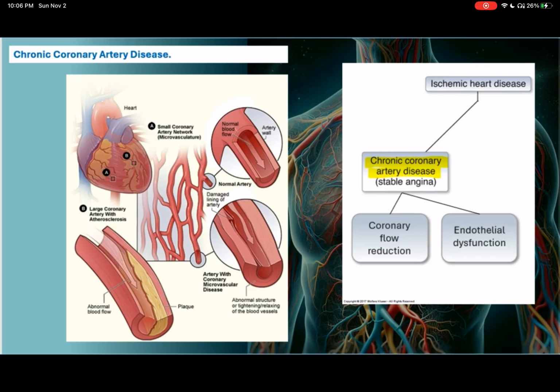Imbalances in myocardial oxygen supply and demand occur mainly as a result of either coronary flow reduction, for example due to atheroma, represented in this schematic over here, or the endothelial dysfunction, which is a dysfunction of the lining of the arteries, and represented over here. And let's talk about these in more detail.